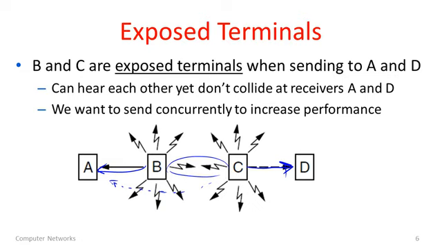When this situation occurs, we would like to take advantage of it and have B and C send at the same time, because we'll get more performance out of the network. We can send two frames concurrently and get them both through the network.